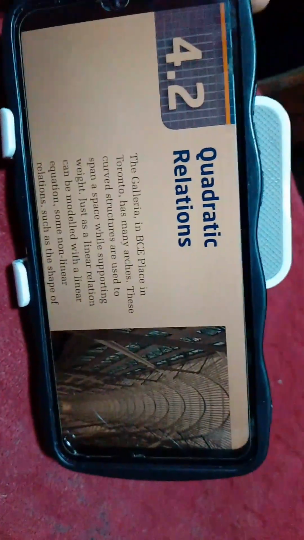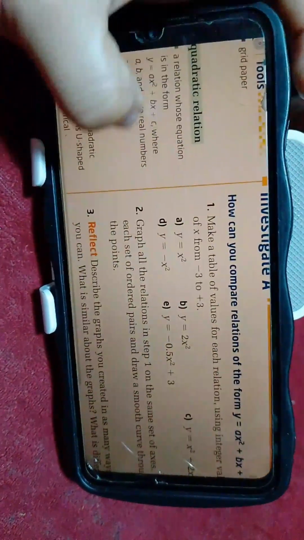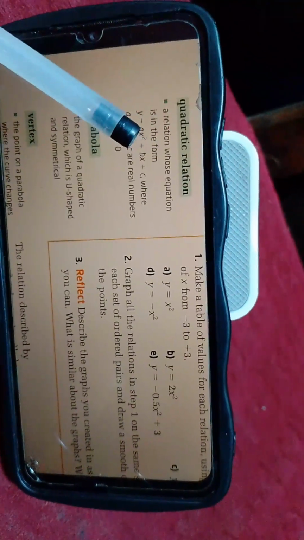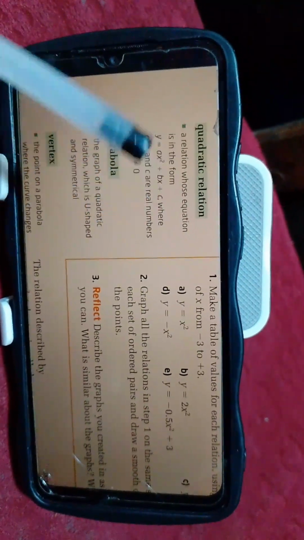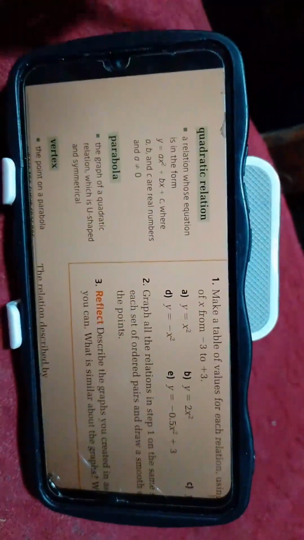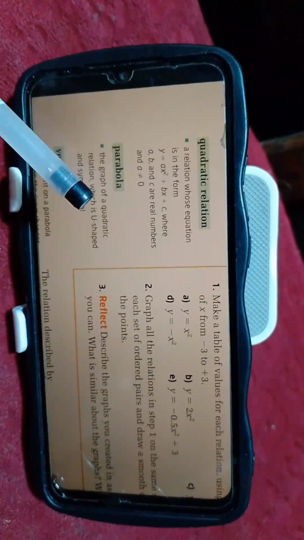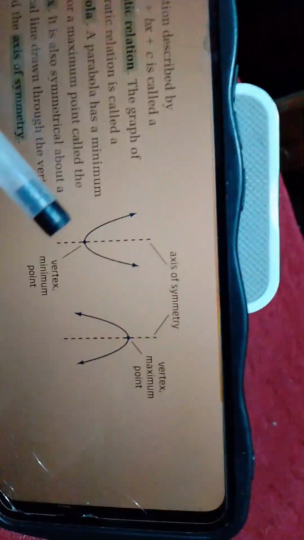In this video, we're going to discuss quadratic relations. A quadratic relation has an equation in the form of y equals ax squared plus bx plus c, where a, b, and c are real numbers and a must not equal 0. When you graph a quadratic relation, it forms a parabola, which is a big U shape and symmetrical. So this is what a parabola looks like.